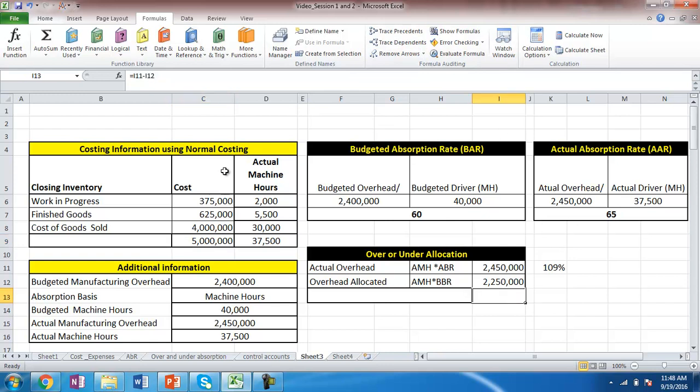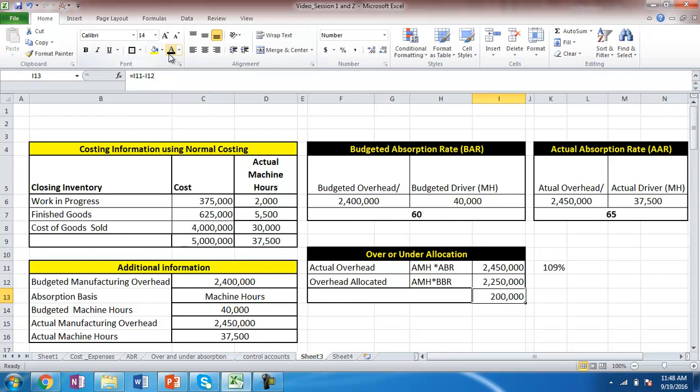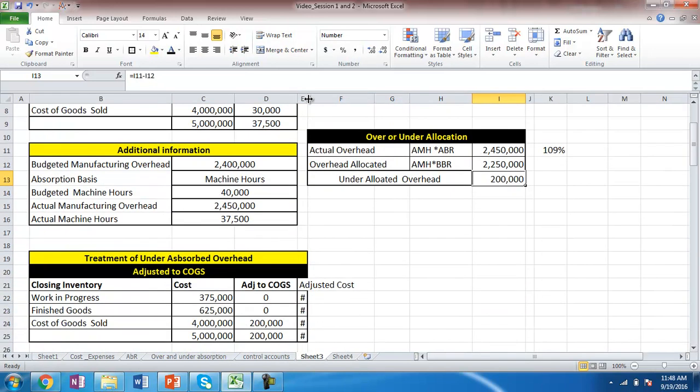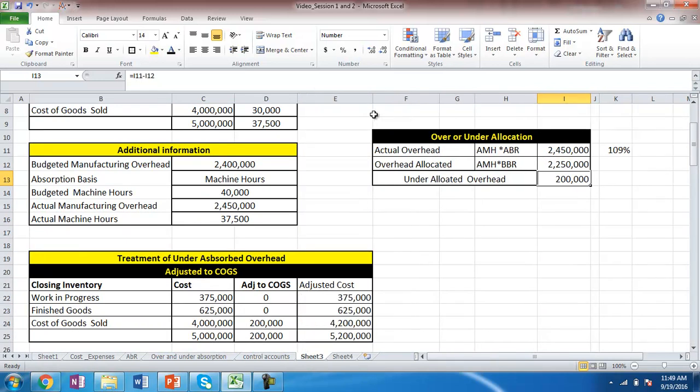So there is an excess. We can see that there is an under absorption of overheads, because the actual overhead is 2.45 million and the allocated overhead is 2.25 million. So 2 lakh is the under allocated, under absorbed overheads. So how to treat this 200,000? As we mentioned earlier, this 200,000 can be adjusted by different methods, and one of them is to adjust to the cost of goods sold.